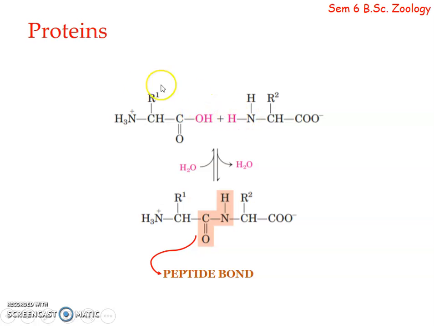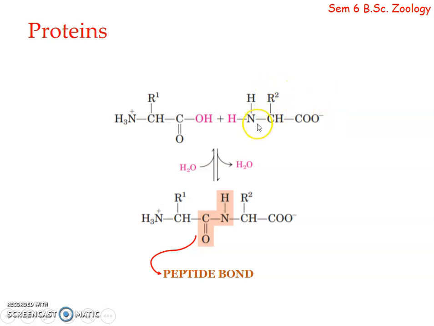Okay, so this is an amino acid. Let it be the first amino acid. Of this amino acid, this is the alpha carbon, this is the carboxyl group, this is the side chain and the amino group. And this is the second amino acid which is going to be part of the dipeptide. Of the second amino acid, this is the alpha carbon, this is the amino group, and this is the carboxyl group and the side chain.